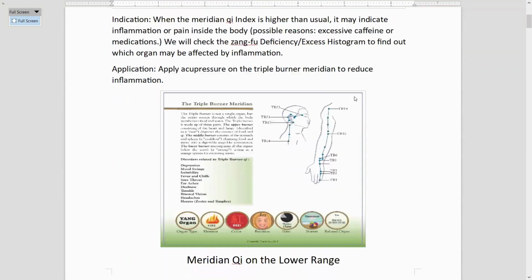When we see something like this, we want to work on the triple burner meridian. Even if it's in the normal range, we still want to work on it because it helps us balance inflammation within the body.